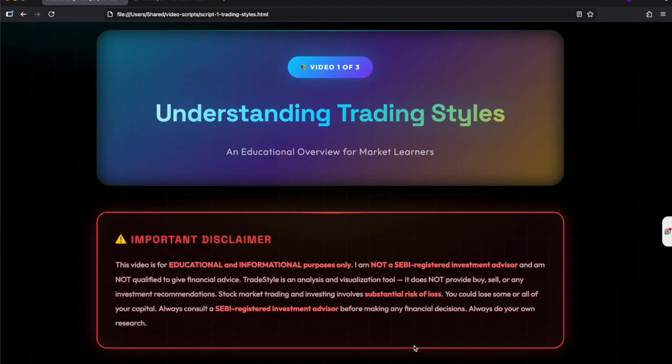Different traders have different approaches to the market. Some prefer quick trades, others hold for months or years. Understanding these different trading styles is important for anyone learning about the stock market. Today, I'll explain 5 main trading styles that traders typically use and show you a free educational tool called TradeStyle. This is purely for learning purposes, so let's begin.